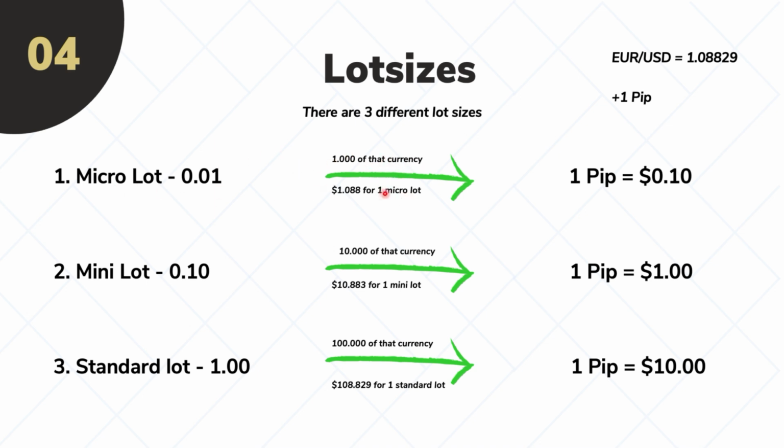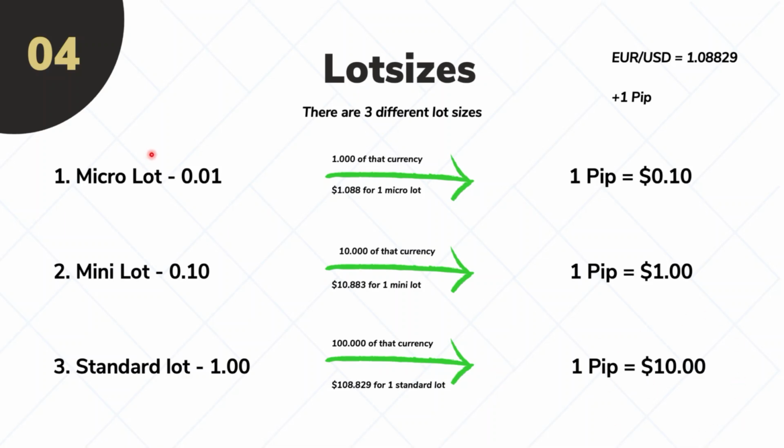So if you want to buy 1 micro lot based on the current price, you need to have $1,088 to buy 1 micro lot. That means when price goes up by 1 pip, you will make 10 cents. Same for a mini lot, you buy 0.10. You buy 10,000 of that currency, and you need 10,883 for 1 mini lot. If price goes up by 1 pip, you will make $1. Standard lot, again, times 10. 100,000 currency, you need 108,000 for 1 standard lot. And when price goes up by 1 pip, you make $10.